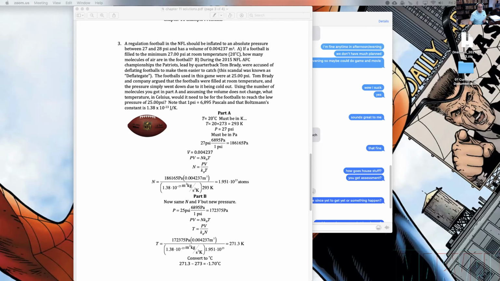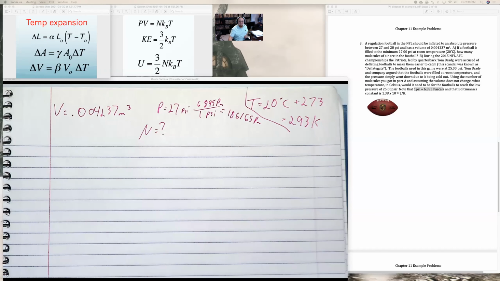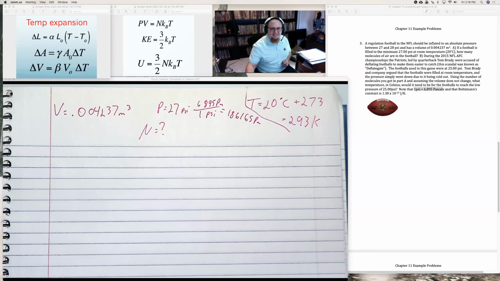Am I not sharing my screen? I am. I can see just the football and text messages in the background. I'm sharing the wrong screen. There we go. Sorry, I have dual monitors and I was sharing the other monitor.